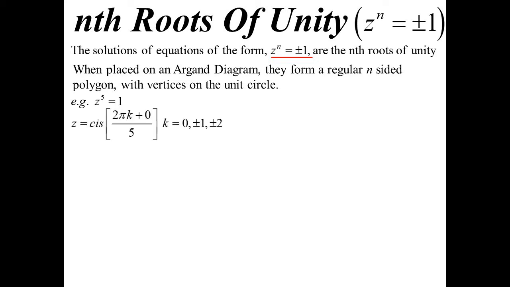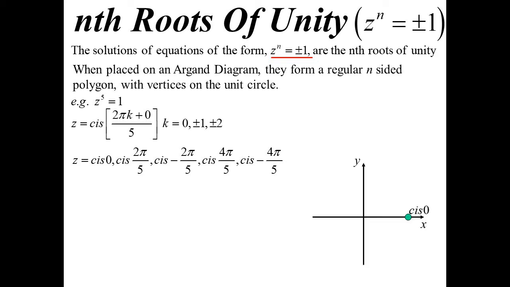Now I could use de Moivre's, and we'd get cis of (2 pi k plus 0) divided by 5. I know they're going to be in conjugate pairs because 1 is a real number. So I'll go 0, plus or minus 1, plus or minus 2. And so there they are: cis 0, cis 2 pi over 5, cis minus 2 pi over 5, cis 4 pi over 5, cis minus 4 pi over 5.